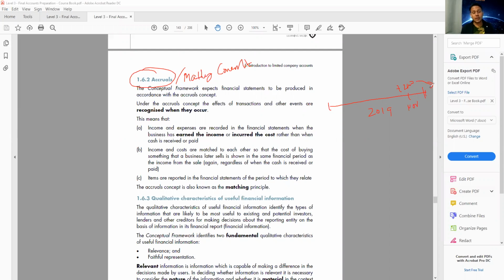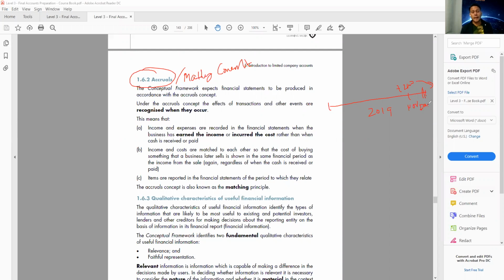But according to the accrual concept, this income I'm going to record for this period. So for the same thing, for example, if I have an electricity bill for the month of December, and if I paid the bill in January next month, that will be next year, but I'm going to bring it back. I'm going to record it in this year.